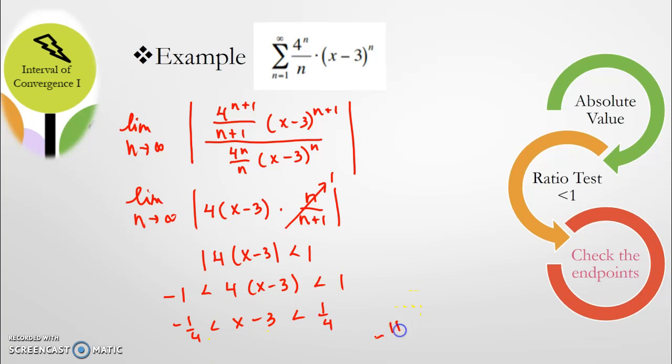11/4 is less than x is less than 13/4. And we would check to make sure that our endpoints converge or diverge, because a big part coming up in the future is, should these symbols be strict less than symbols, or should they be less than or equal to symbols? We're not there yet, but that's where we're headed.